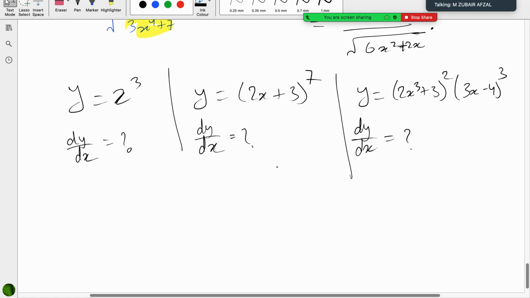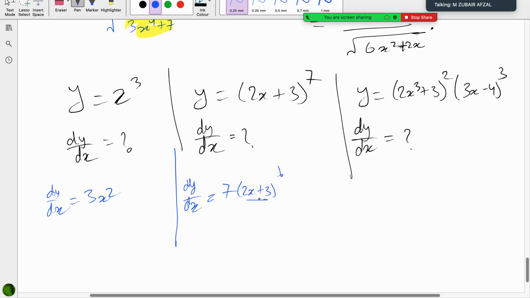Derivative gives you the rate, derivative gives you the gradient. Examiner would ask, find the gradient when x is 7, find the gradient when x is minus 1. So first part, the differential is dy by dx is equals to 3x square. For second part, the differential is dy by dx is equals to, bring the power down, 2x plus 3 whole raised to power 6. Then differentiate this bracket and multiply with it, that is 2 in this case. Simplification is always required. 7 2 times is 14, 2x plus 3 power 6. Now what this is basically the product rule.